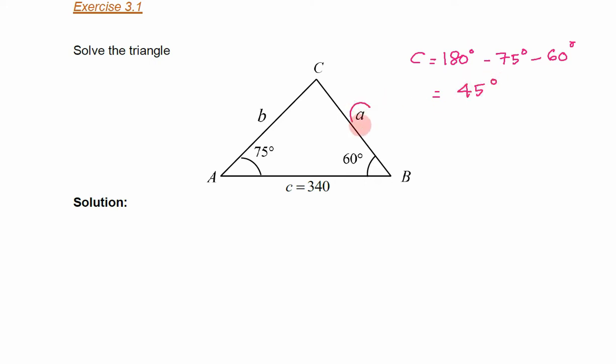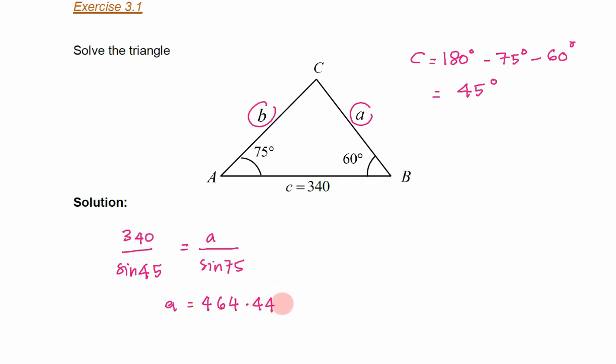So next we can find A and B. Let's say I choose the pair of C, 340 over sine 45, and find A, which is sine 75. So my A roughly will get 464.949.